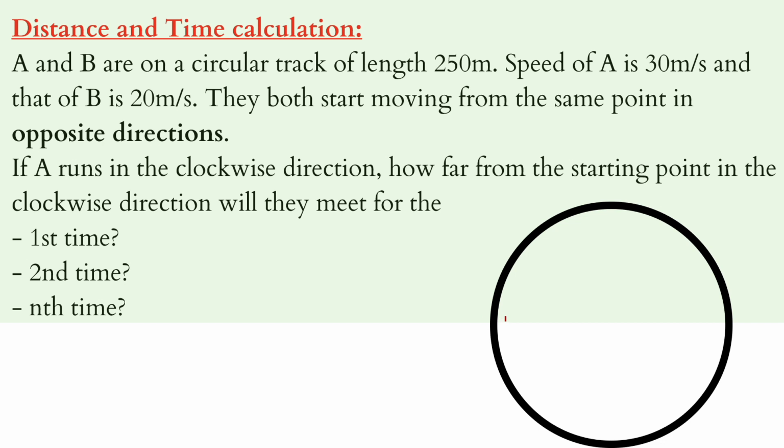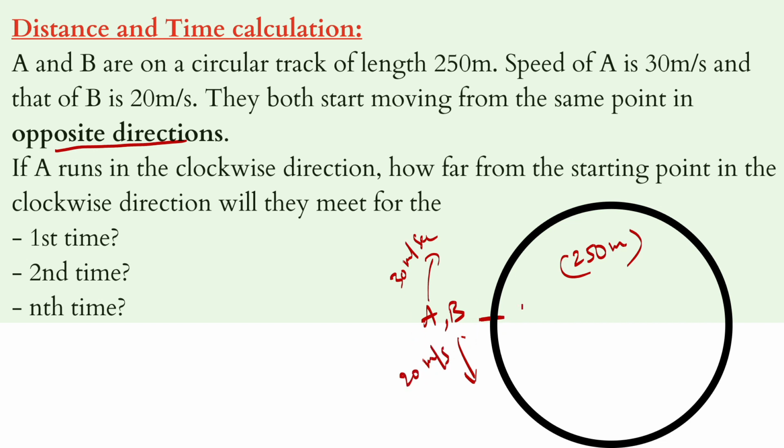Okay, so let us say here, this point. A is here and B is also here, right? And what is the circumference given? The circular track of length 250 meters. So the track is 250 meters, so 250 meters is the circumference. One important thing to note here is opposite direction. A and B are traveling in opposite directions. That means A's speed is 30 meter per second, in this direction, and B should be in this direction if A is in that direction. So B's speed is 20 meter per second.